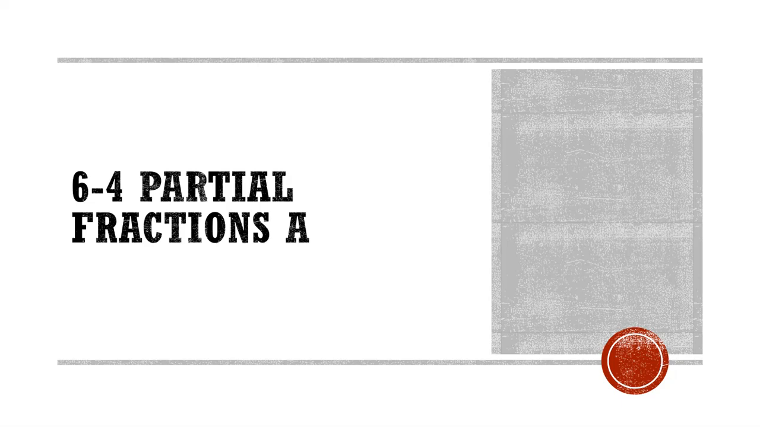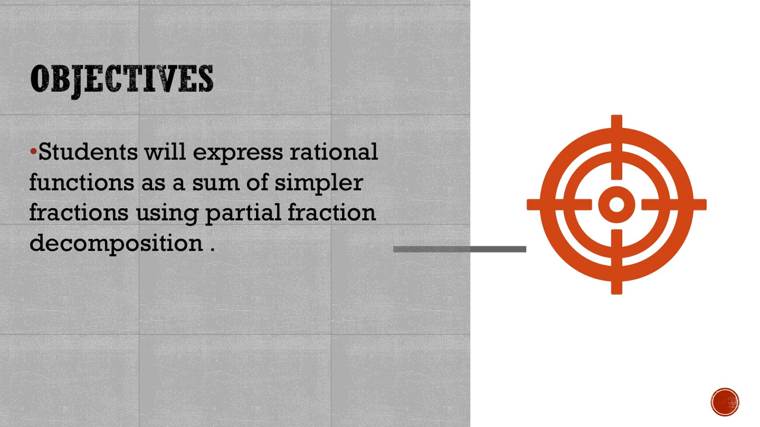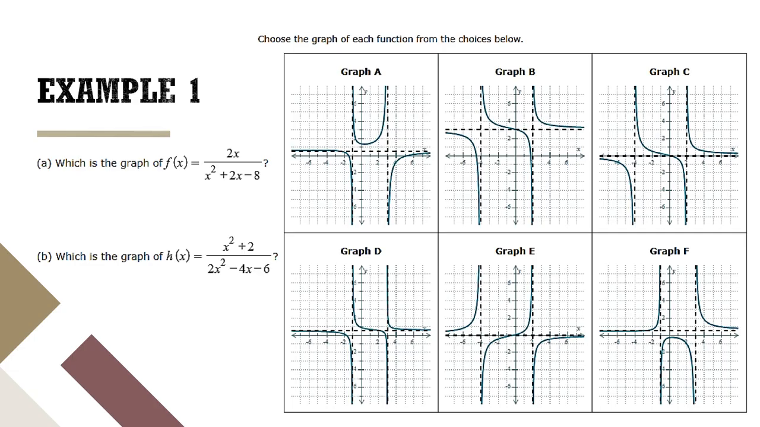Hello and welcome. This is Chapter 6, Section 4 on partial fractions. So our objectives are dealing with rational functions and making them a simpler fraction by using partial fraction decomposition. We're also going to just look at some basic rational functions and their graphs. So we're going to do a quick example going back to Chapter 2, looking at our asymptotes.